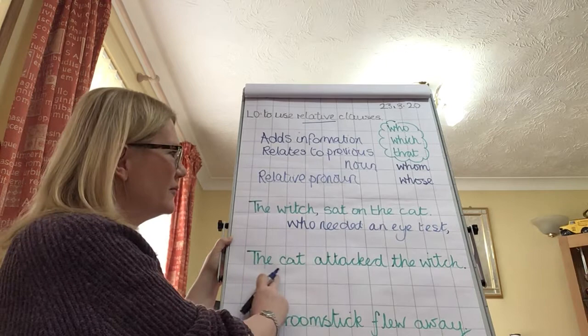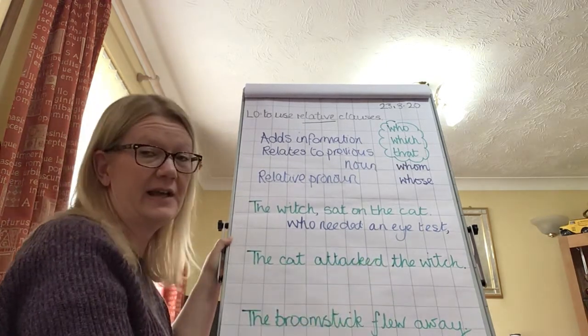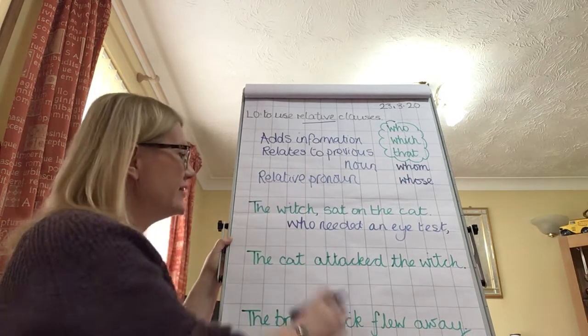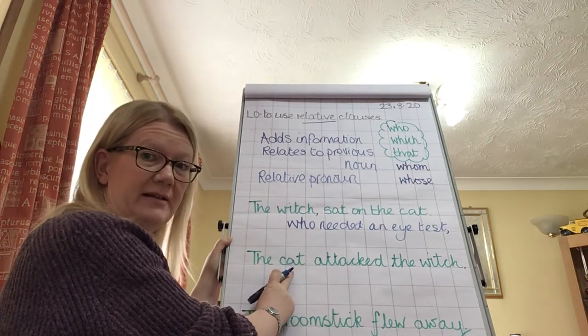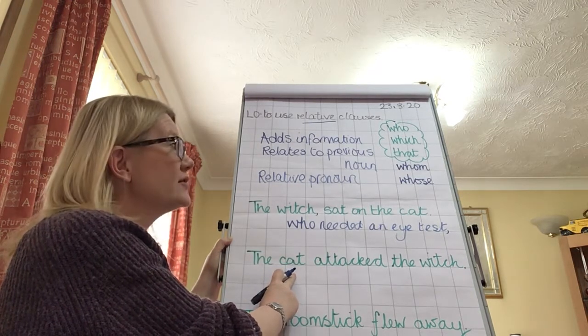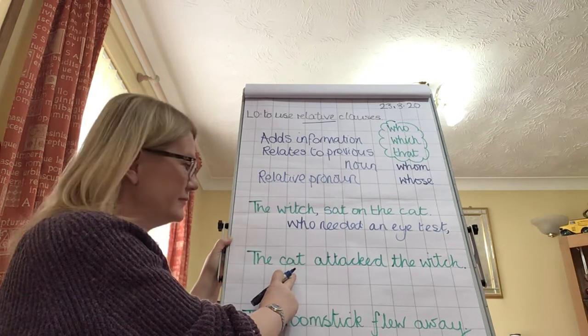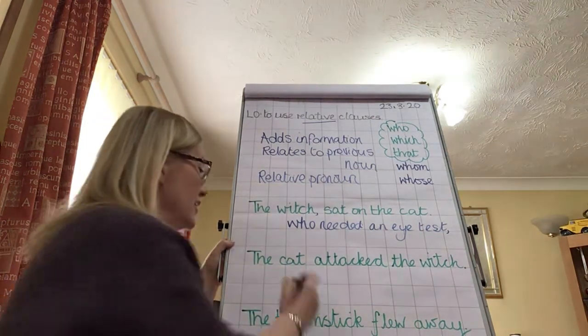Let's have a look at the second one. The cat attacked the witch. Can't say I blame it. The cat is not a person, so I can't use who this time. So I'm going to include a relative clause that starts with which. The cat. I wanted to include something about the cat.